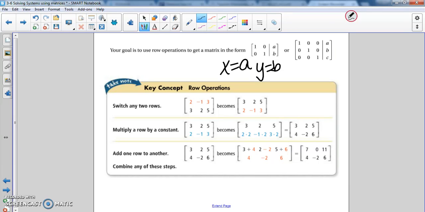Then we could add one row to another row. So we took the bottom row and added it to the top row. We are taking that bottom row and adding it to the top row, so we do 3 plus 4, 2 plus -2, and 5 plus 6 to get in the top row 7, 0, and 11. We can also combine any of these operations as well.